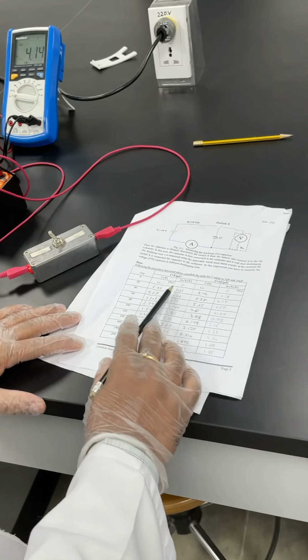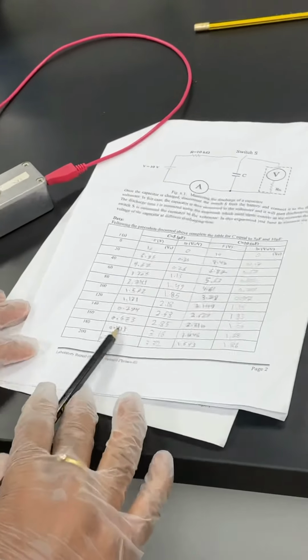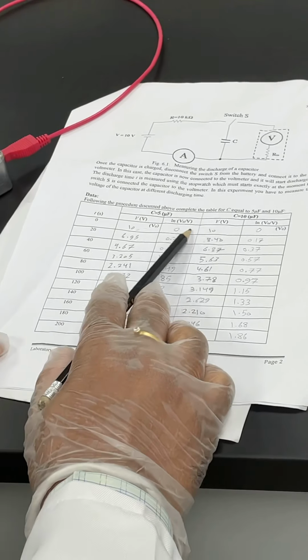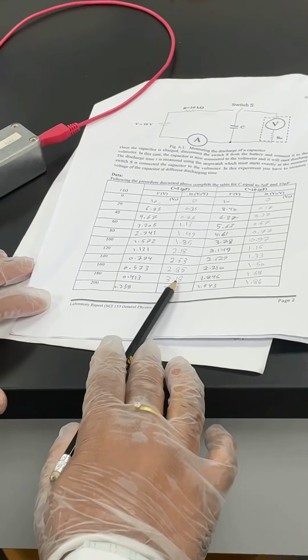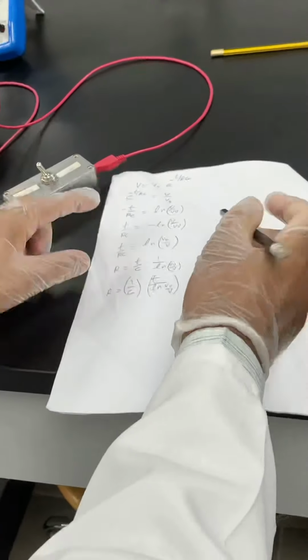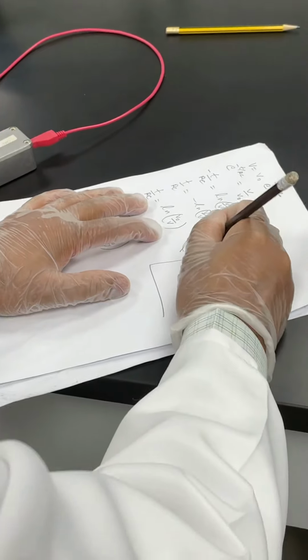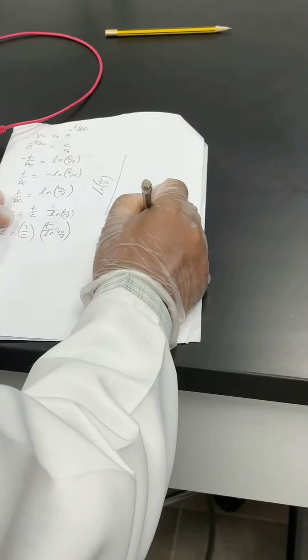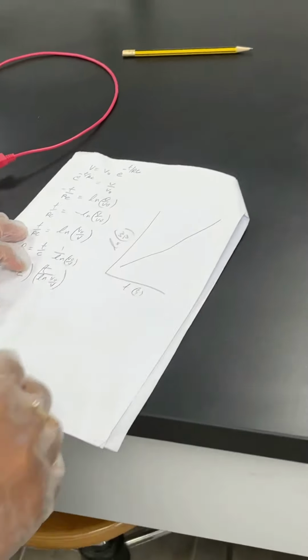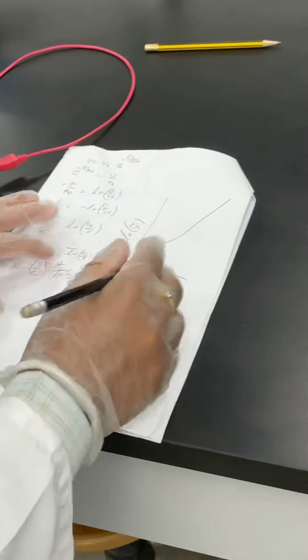Now, this is the V0, these are V's. I can calculate ln V0 over V for these values. I'm going to draw the graph, ln V0 over V versus T. Ln V0 over V has no unit. This is T in seconds. Get the straight line and calculate the slope.